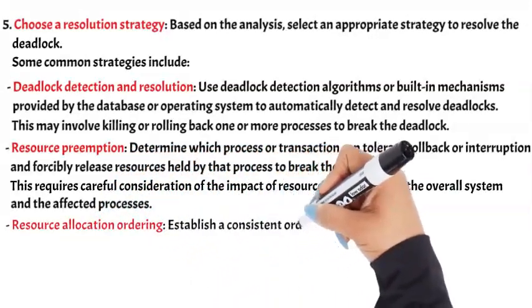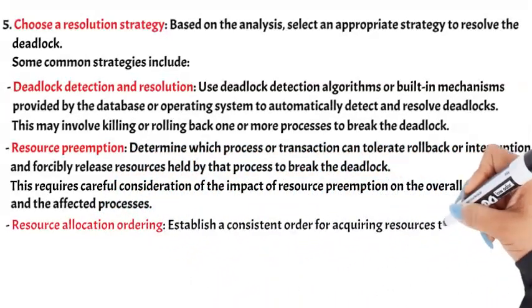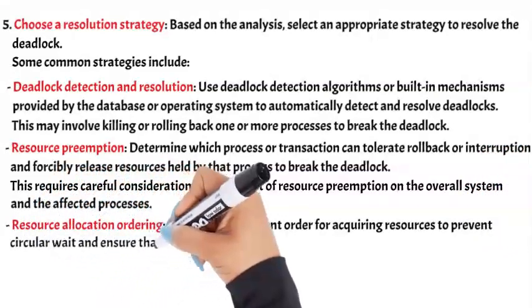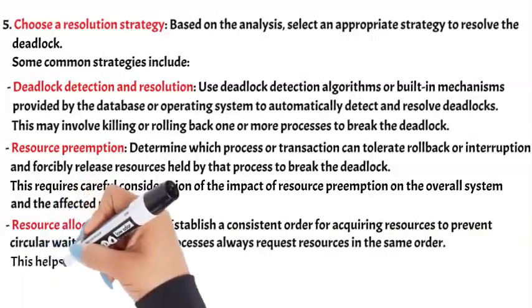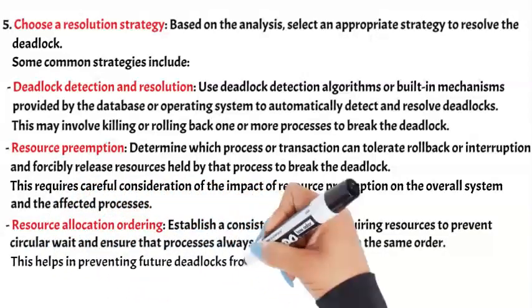Resource allocation ordering. Establish a consistent order for acquiring resources to prevent circular wait and ensure that processes always request resources in the same order. This helps in preventing future deadlocks from occurring.